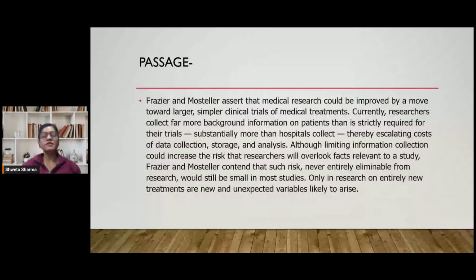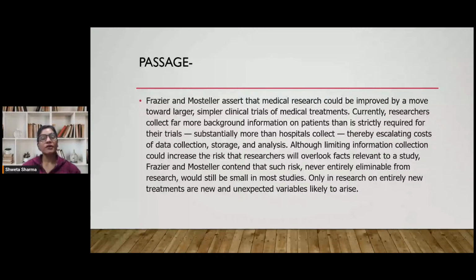It says Fraser and Mosler assert that medical research could be improved by a move towards larger, simpler clinical trials of medical treatments. Okay, so we can improve the medical research by going for more number of trials. It could be of the vaccines, it could be of the injections or whatever they're using.